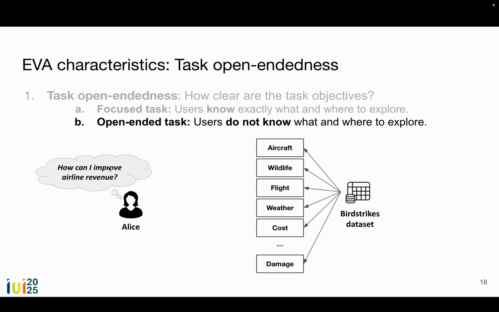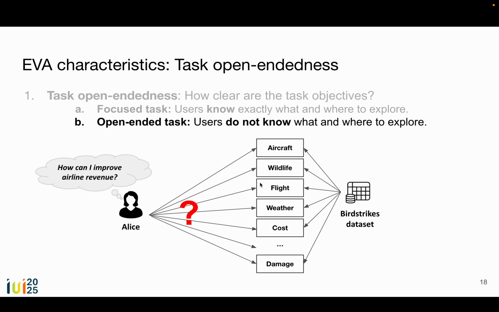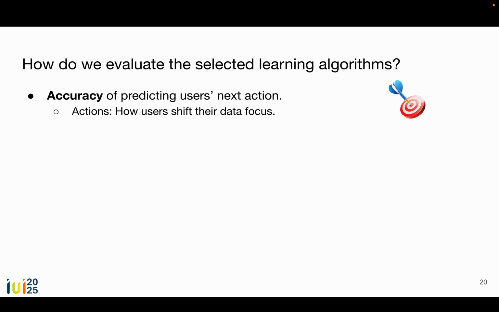And we already have seen the example of the open-ended task, where our user Alice was trying to improve the airline revenue and she did not know which of these data areas contain the information related to airline revenue.